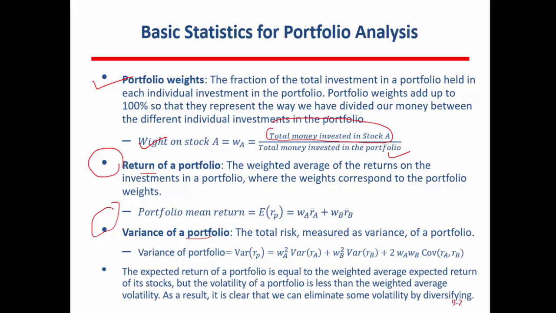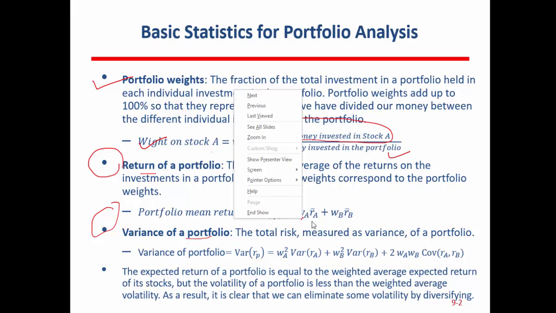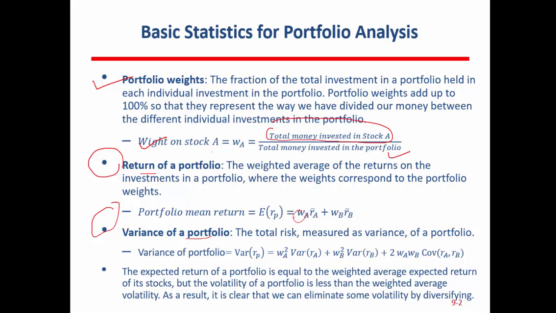Once you figure out the portfolio weights, this is the most tricky part in portfolio analysis. And once you know your portfolio weights, calculation of portfolio mean and portfolio variance becomes very easy. To calculate portfolio mean, all you do is multiply the weight by the mean of the first stock plus the weight on the second times the mean return of the second stock. So this means the portfolio mean is simply the weighted average of individual stocks.